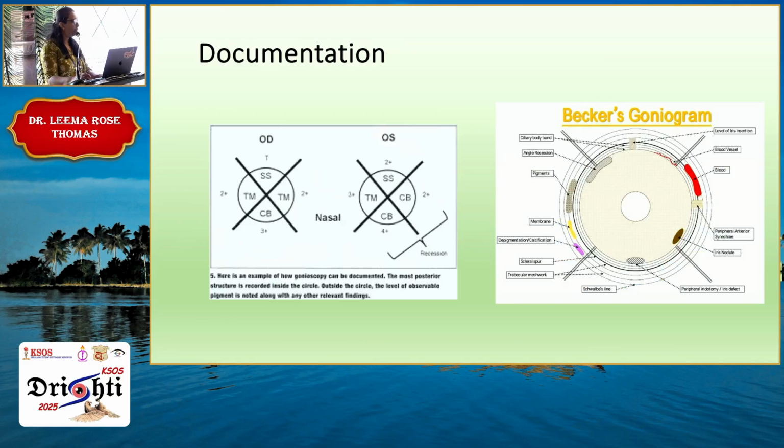Now documentation is very important. You have to document the posterior most structure that you're seeing. Outside the ring, you write the amount of trabecular pigmentation, and outside that you record what are the abnormal things that you see, like a PAS or angle recession or anything. And the AAO talks about a Becker's goniogram, where you draw all the lines, and there is color coding for the different pathologies like blood, for NVAs, pigments, angle recession, etc.